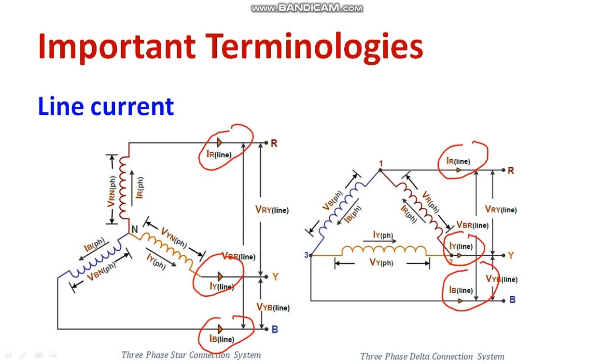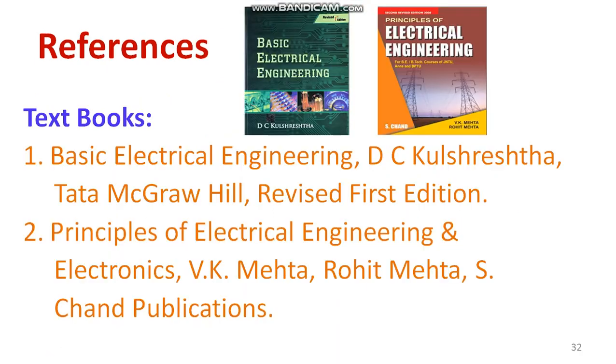Now tell me the difference. In case of star connection, what can we write? Line current will be equal to phase current. But in case of delta connection, line current is always greater than phase current. Line current is not equal to phase current. I hope you got it. We are going to prove the relation between line current and phase current, line voltage and phase voltage, everything in the coming session.